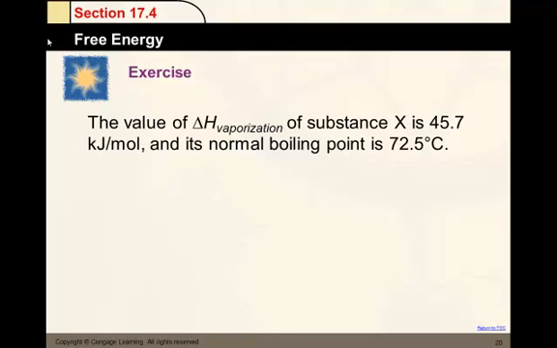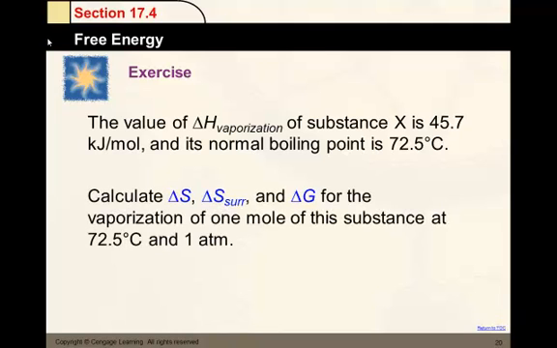The value of delta H vaporization of a substance X is 45.7 kilojoules per mole, and its normal boiling point is 72.5 degrees Celsius. Calculate delta H, delta S, and delta G for the vaporization of 1 mole of this substance at 72.5 degrees Celsius in 1 atmosphere. Now, you might think we don't have enough information to solve things here. Well, we do have the delta H, which is good news, so we can use delta G equals delta H minus T delta S. Temperature we have as well.